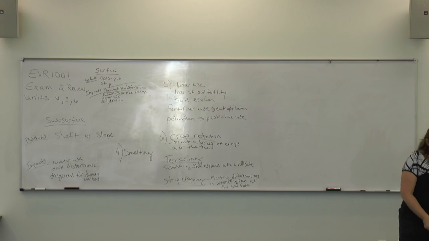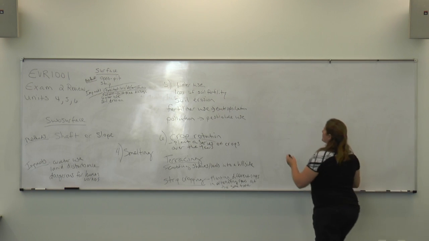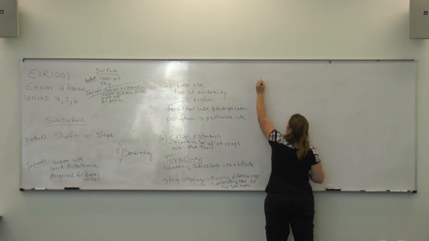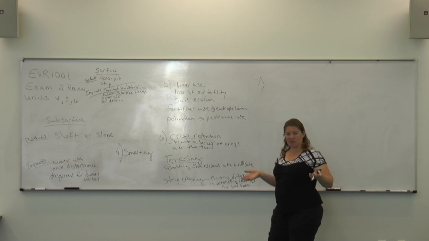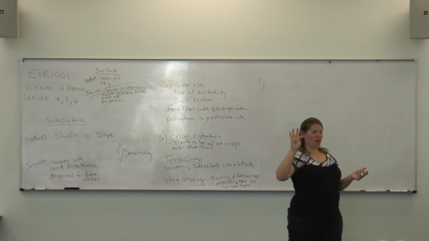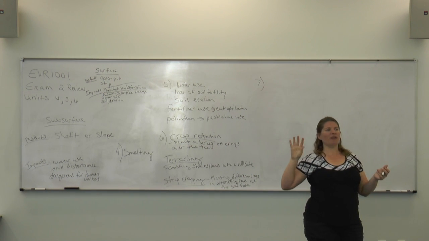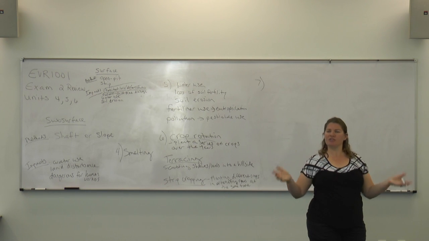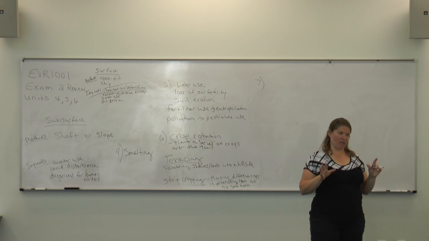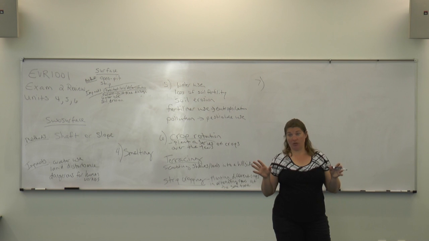Okay, so now we're on to the back of that first page, number 7. What is soil? So soil is found in the uppermost layer of the Earth's crust, right? But what are its 4 main ingredients? What is soil made out of? It's a heterogeneous mixture. It's not just one thing. It's 4 different things that all come together to make soil.